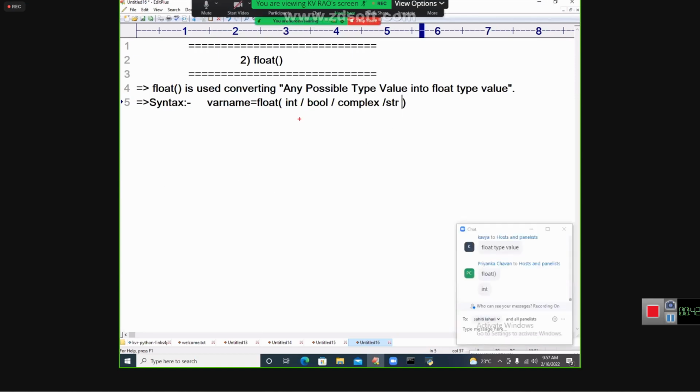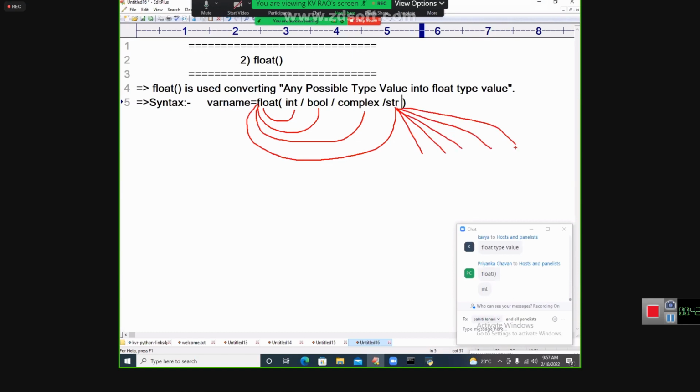What am I going to convert? Int into float I am testing. Bool into float I am testing. Complex into float I am testing. Str into float I am testing. That too, str int, str float, str bool, str complex, pure str, I am going to test. See, these many things I am testing towards float.